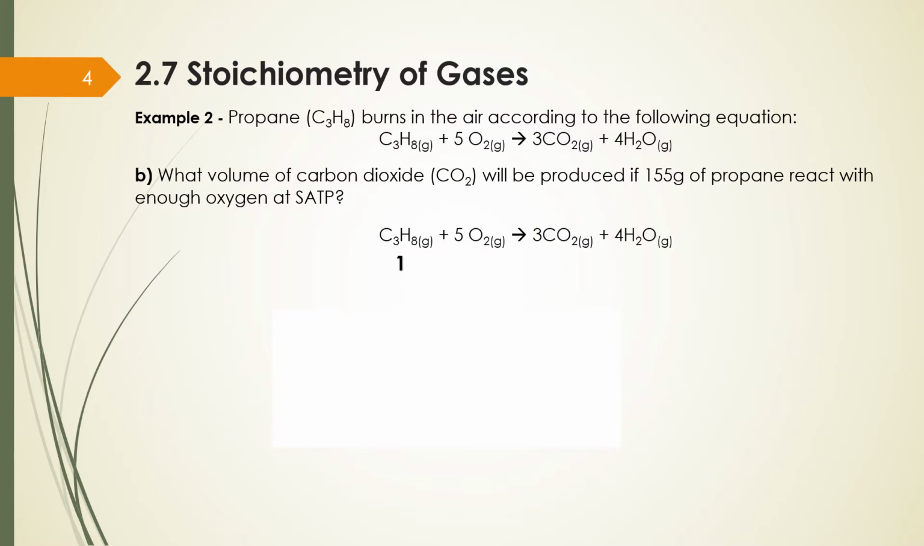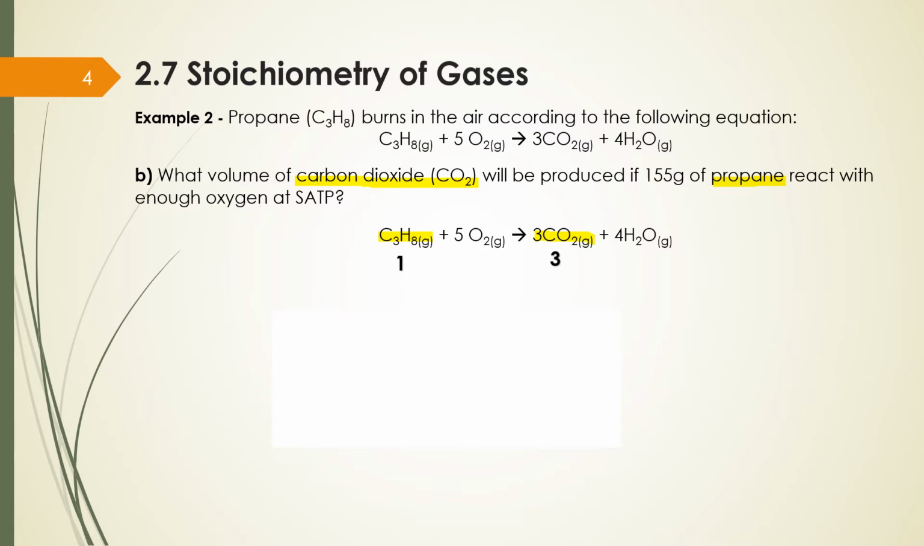But first I'm going to start with my ratio. So propane, what's the ratio? 1. Oxygen, 5. CO2, 3. In this case, I just need the CO2 and the propane because my exercise is requesting carbon dioxide and propane. That's why I'm just using the propane and the CO2. I don't need to worry about the other ones for now, okay?